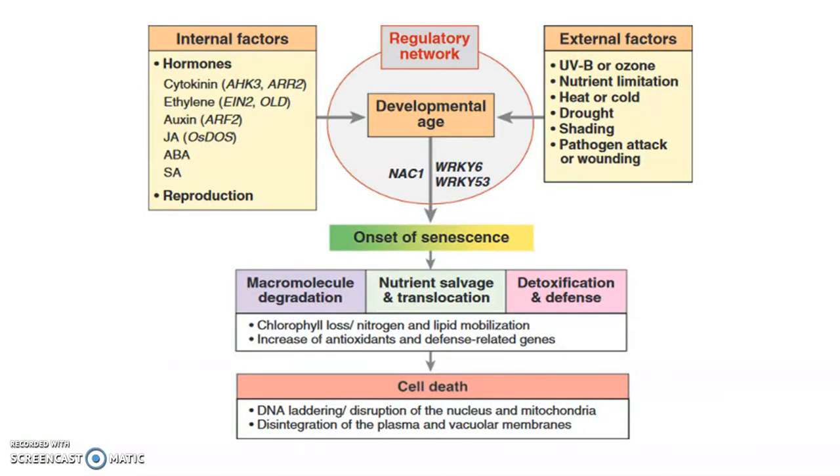So overall, this one is that internal factor and external factor. They both cause the developmental age, which cause the onset of the senescence. During senescence, macromolecules degraded, nutrient salvation and translocation occur. And third is the detoxification and defense. They all cause the chlorophyll loss, nitrogen lipid mobilization, increase of antioxidant and defense related genes, which cause the cell death. During cell death, DNA leading or disruption of nucleus and mitochondria occur. Second is disintegration of plasma membrane and vacuolar membrane occur.